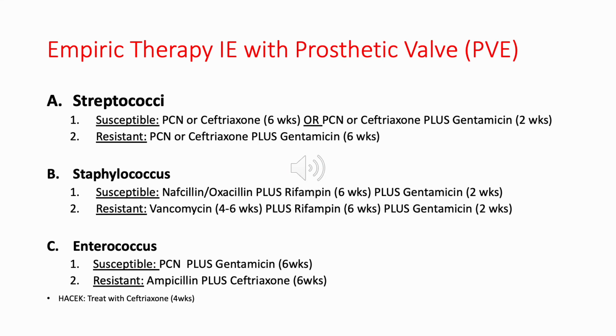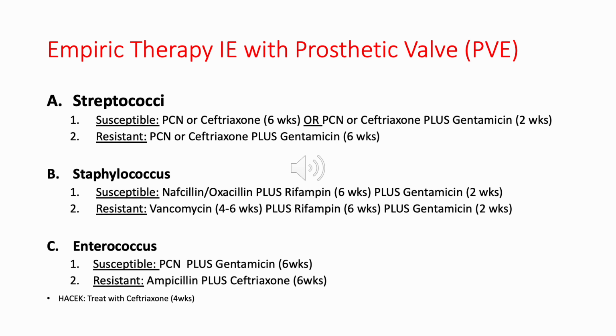Then finally, the empiric therapy, infective endocarditis with prosthetic valve. For Streptococcus susceptible, we're going to use penicillin or ceftriaxone for 6 weeks, or penicillin or ceftriaxone plus gentamicin for 2 weeks. If resistant, we'll use penicillin or ceftriaxone plus gentamicin for 6 weeks.